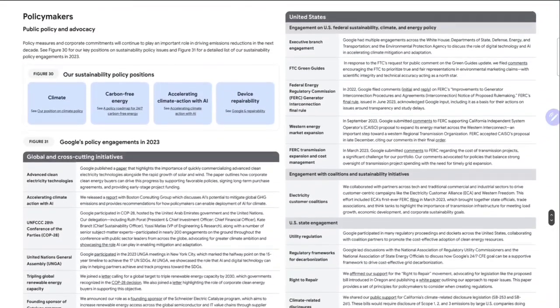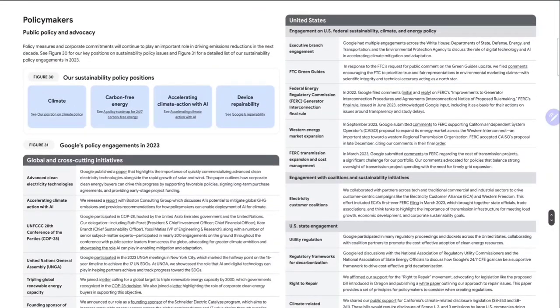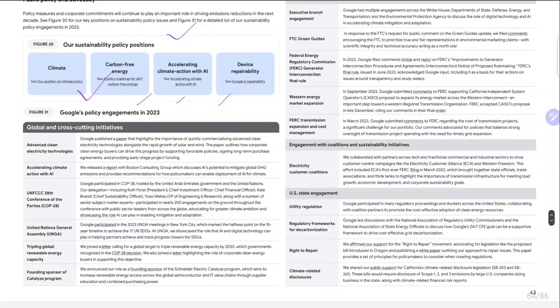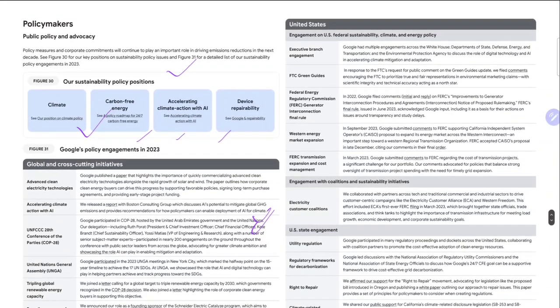Partnerships also. Then policymakers: we have a sustainability policy which is defined by the organization, and there are certain key pillars of the policy. Then we see global policy engagements with different topics. So that's also very interesting information. If you are interested in reading this, you can understand about policy making and public policy advocacy.